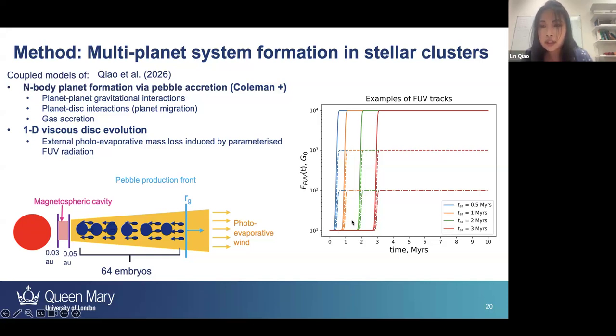In this case, for a controlled study of the impact of cloud shielding time in facilitating planet growth, we decided to use a parameterized FUV track like the ones shown on the right-hand side plot. In the parameterized FUV track, the FUV field always starts with a very low value for a period of shielding time, before it suddenly increases to a high level of radiation.